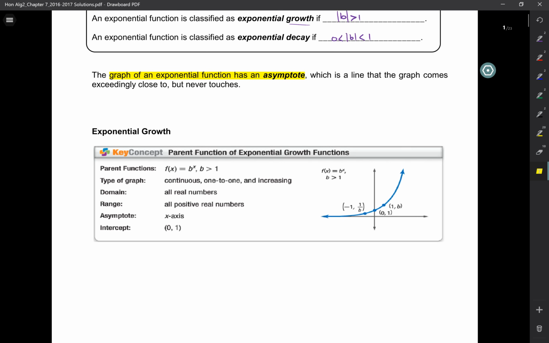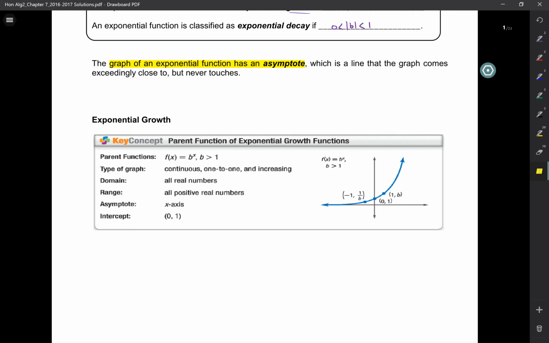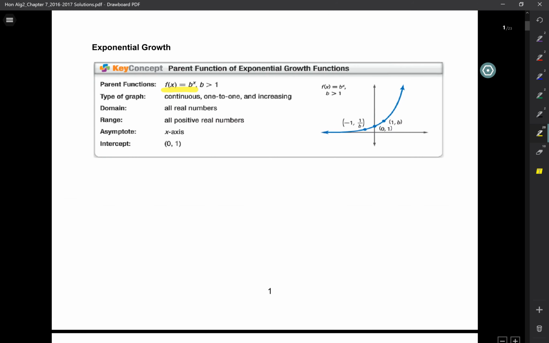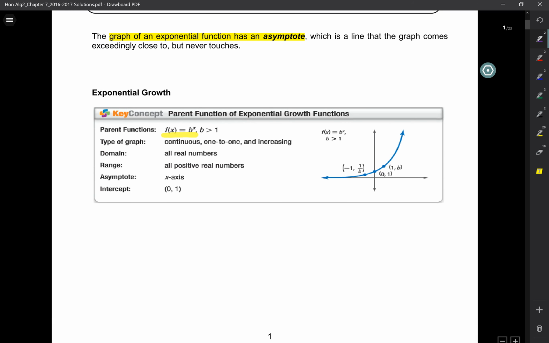All right, so let's take a look at exponential growth. All right? So the parent function is like this, b to the x, where b is greater than 1. So first of all, let's take a look at some examples. So suppose you have y equals 3 to the x. Would you say that's growth or decay? Growth. What if you have y equals 1 over 2 to the x? Is that growth or decay? Decay.